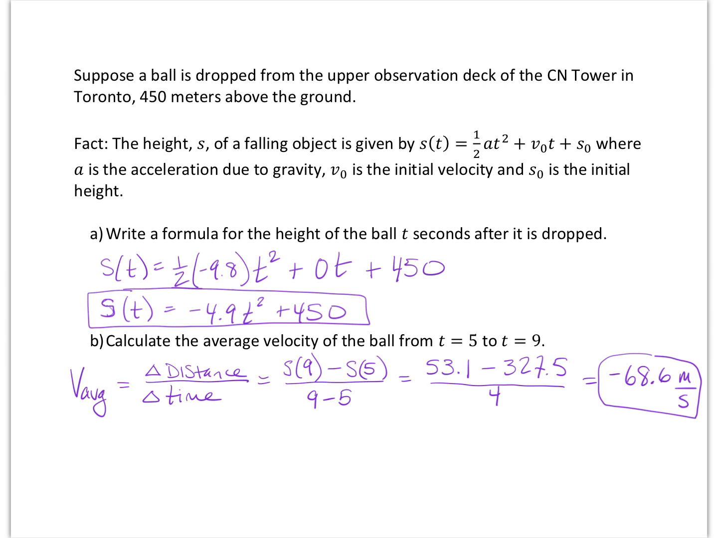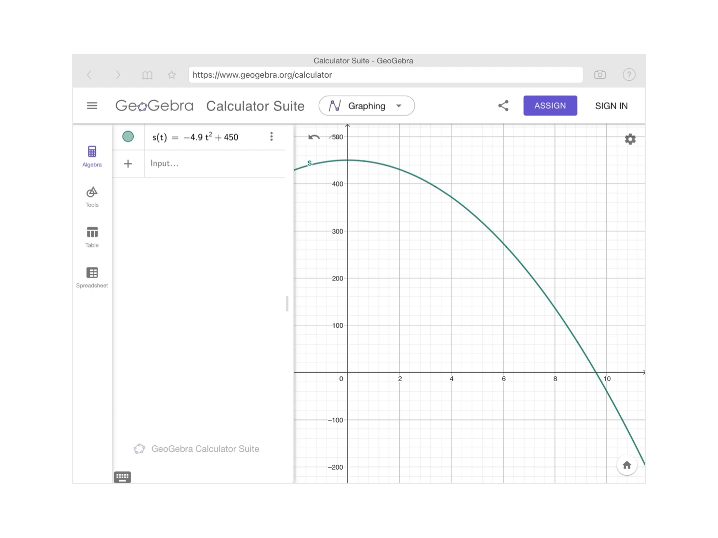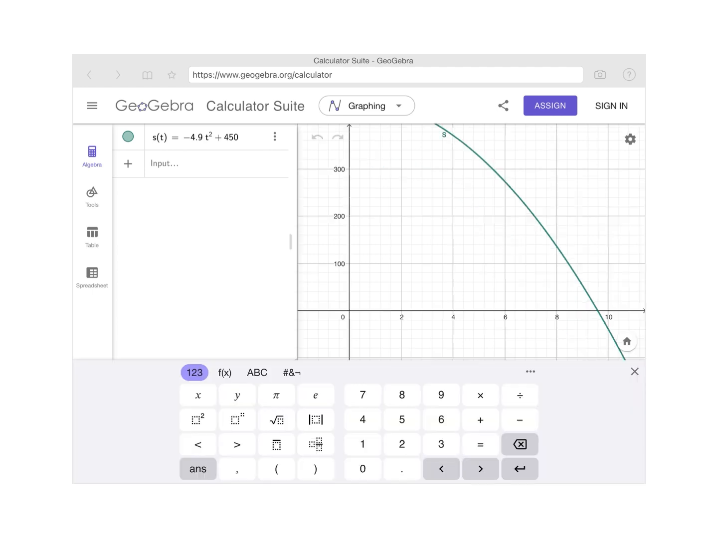Here is a graph of the height of the ball as it falls from the CN Tower. This is the formula that we wrote earlier, negative 4.9 t squared plus 450. What we just calculated was the average velocity from t equals 5 to t equals 9. So I'm going to put on this curve the points (5, s(5)) and (9, s(9)).